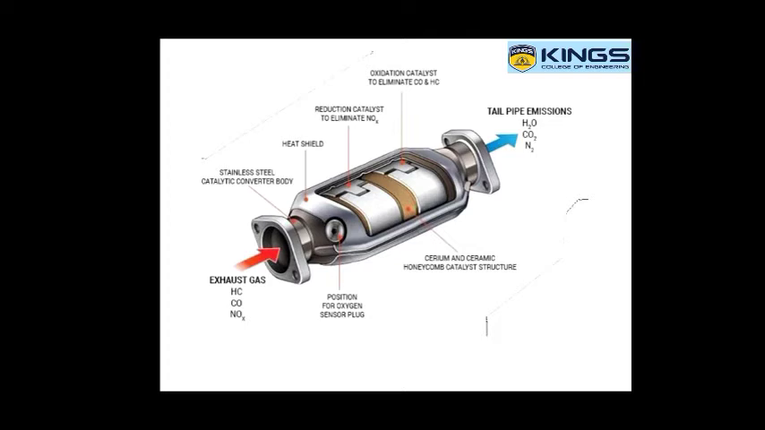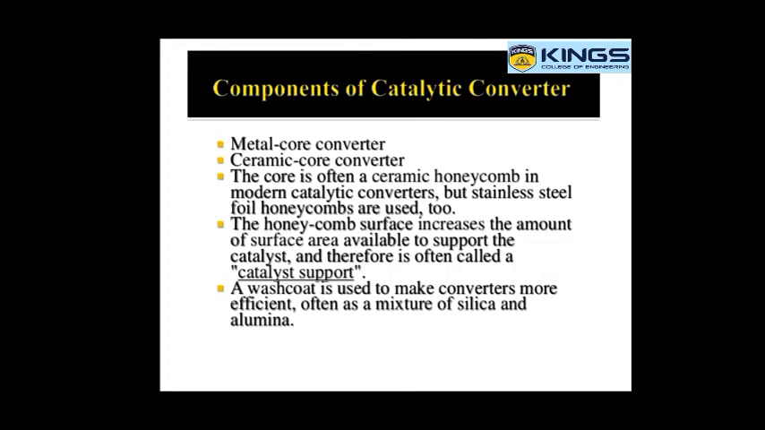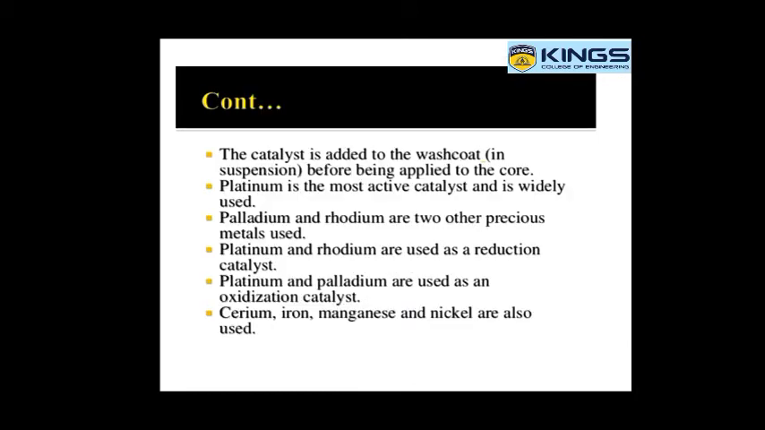The components of the catalytic converter: metal core converter, ceramic core converter. The core is often a ceramic honeycomb structure or stainless steel foil. The honeycomb structure increases the amount of surface area available to support the catalyst. Therefore, it is often called the catalyst support. A wash coat is used to make the converter more efficient. The catalyst is added to the wash coat before being applied to the core.